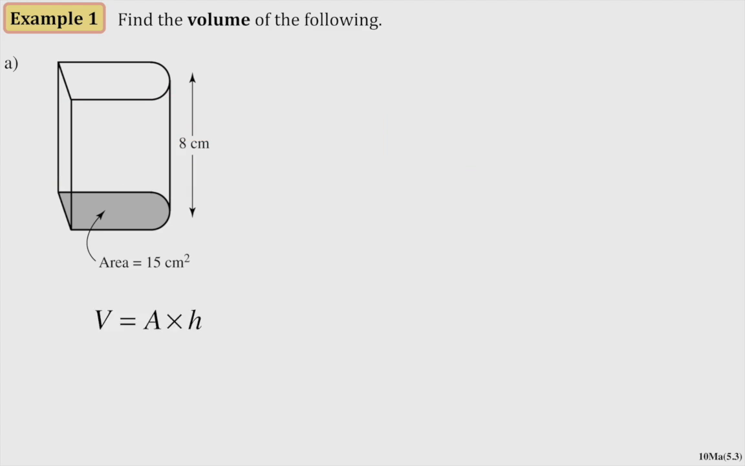And the formula for the volume of any prism is the area of the base, or the area of the slice, multiplied by the height, which is the distance from the first slice to the last slice. So the area of the slice is 15, it tells us that. And the distance from the bottom slice to the top slice is 8, so it's 15 times 8. The volume is 120 cubic centimetres.